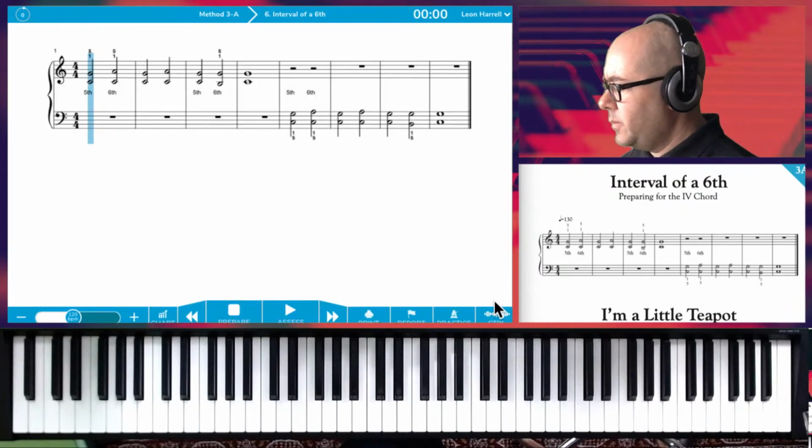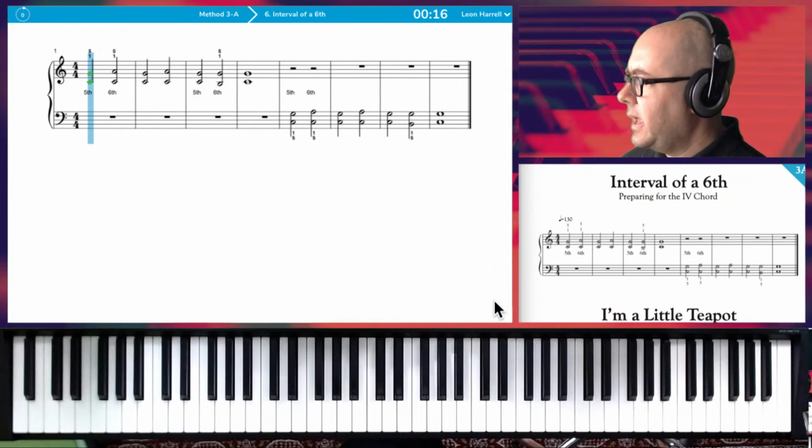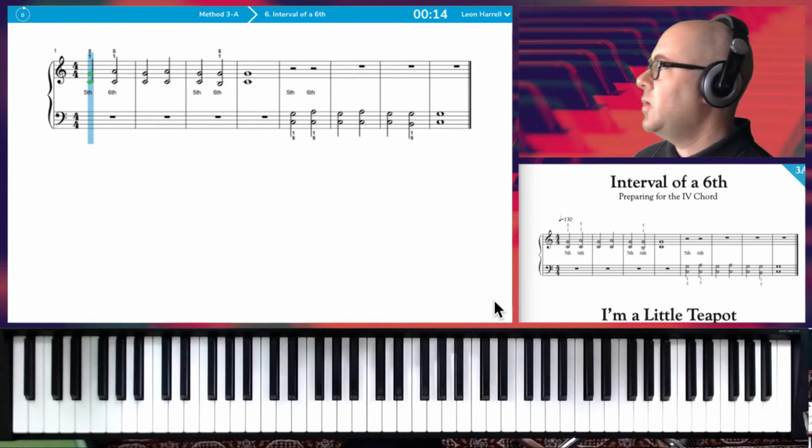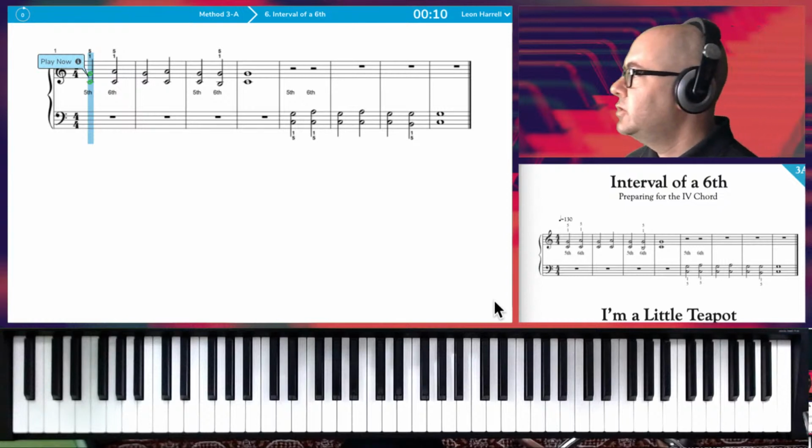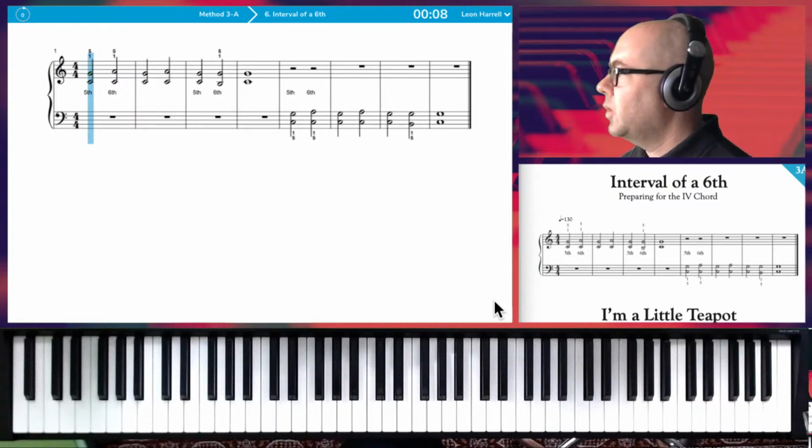All right, so hands on the keyboard on C and G. And here we go.